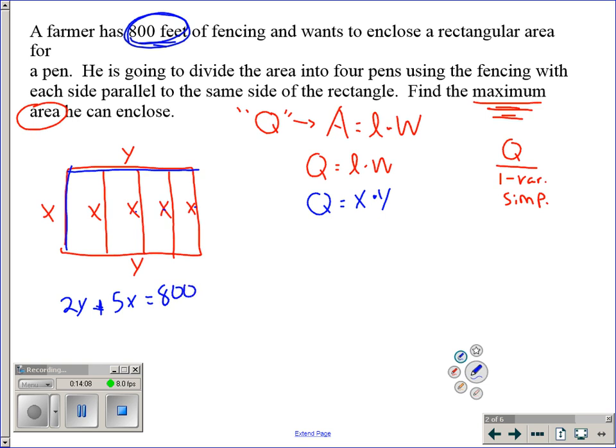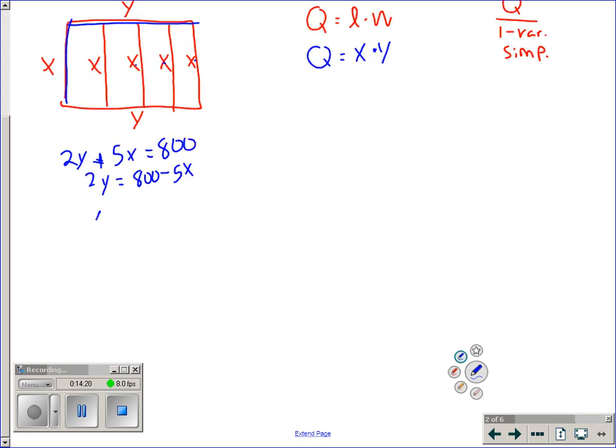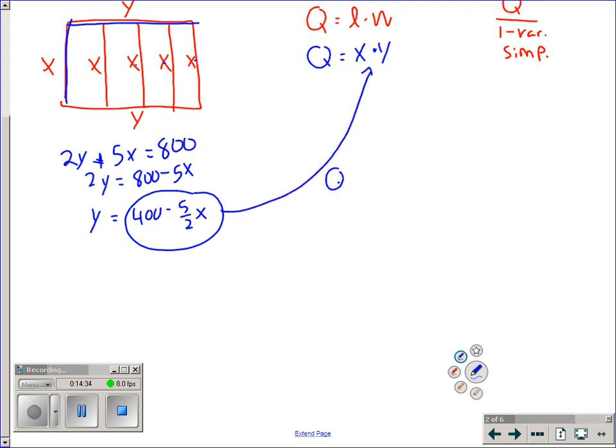I usually like to get it in terms of X, so I'm going to get Y by itself here. So 2Y equals 800 minus 5X, or Y equals 400 minus 5 halves X. And it's this equation here that I can substitute in for Y. So now Q equals X times (400 minus 5 halves X).